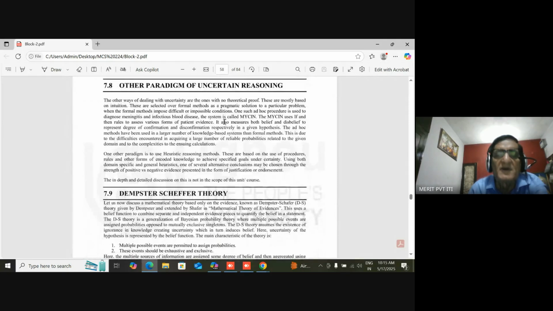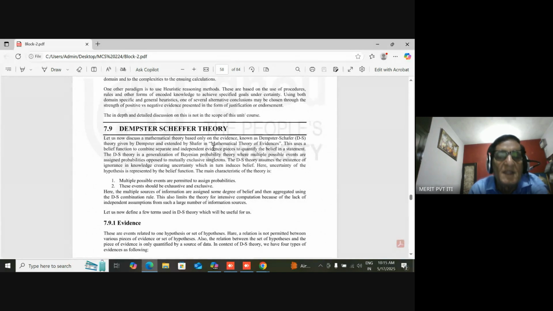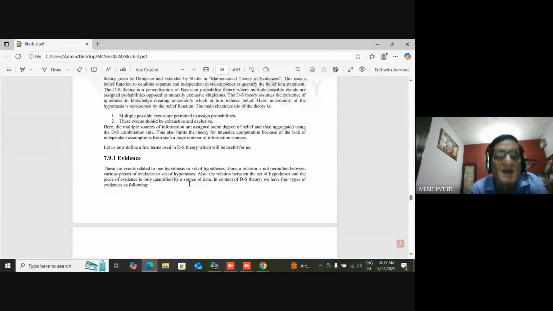Another paradigm of uncertain reasoning is Dempster-Shafer theory, which is important. Multiple possibility events are permitted to assign probability. These events should be exhaustive and exclusive. Evidence: there are events related to one hypothesis and set of hypotheses. Here, a relation is not permitted between various pieces of evidence or set of hypotheses. Also, the relation between the set of hypotheses and the piece of evidence is only quantified by the source of data in the context of DS theory.